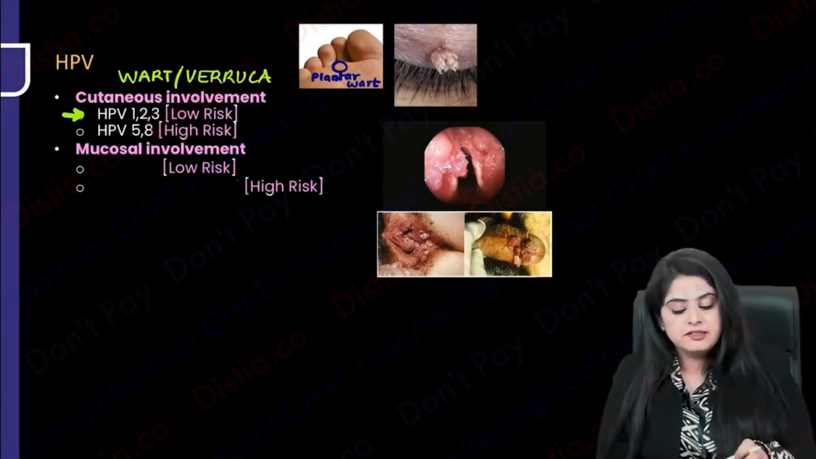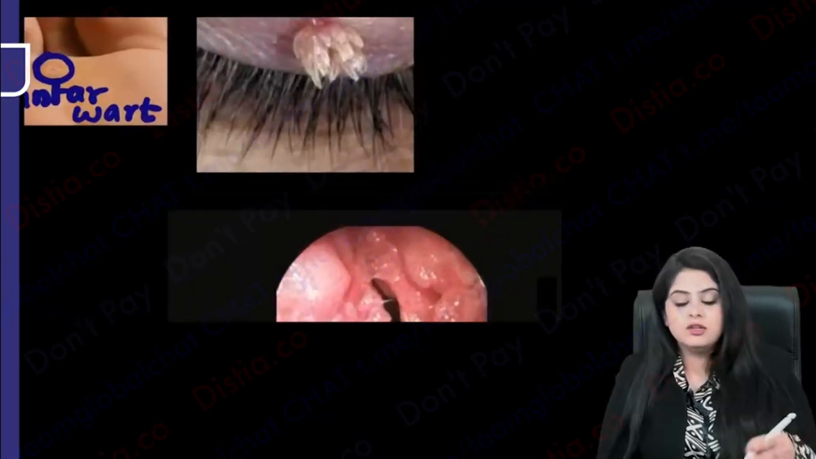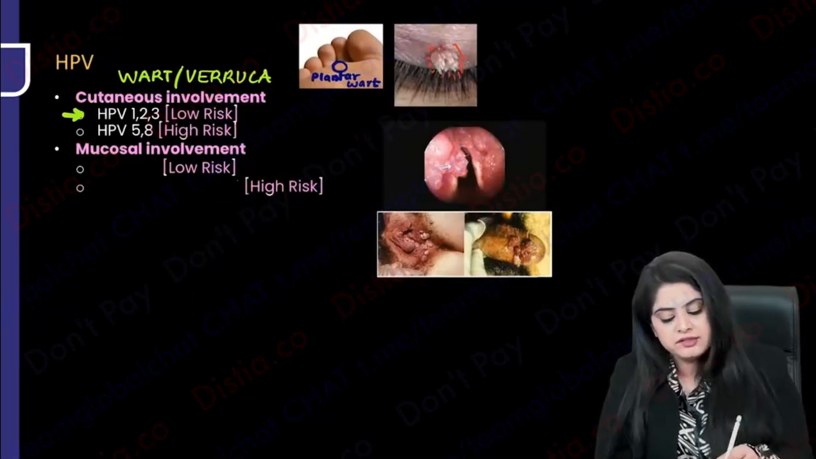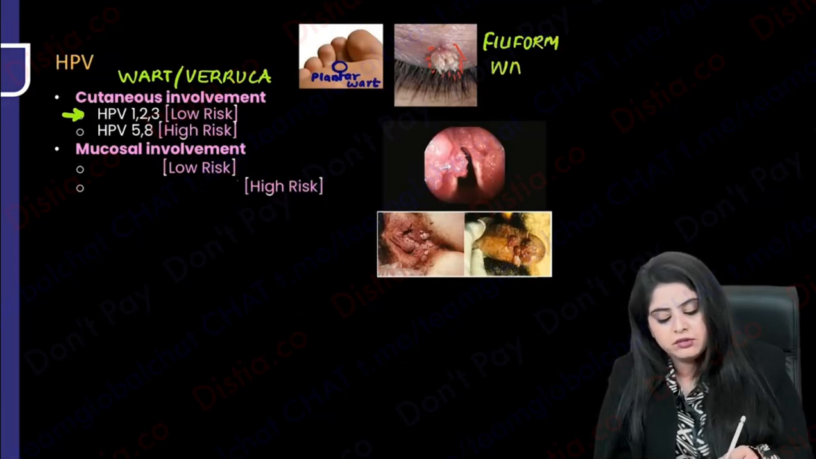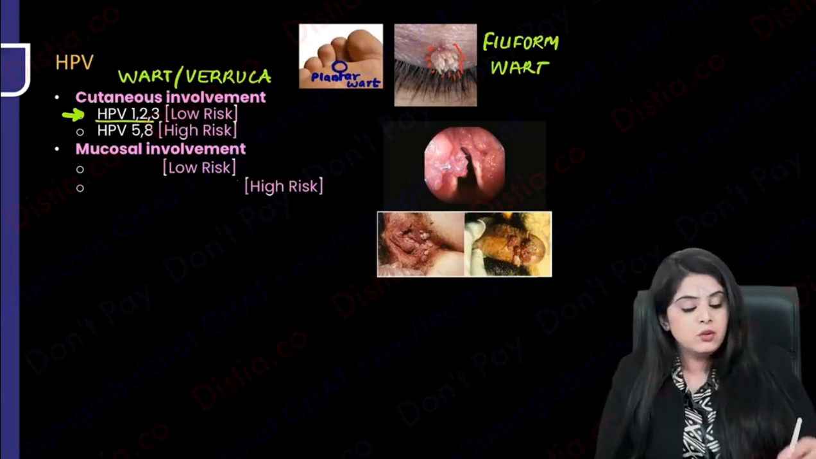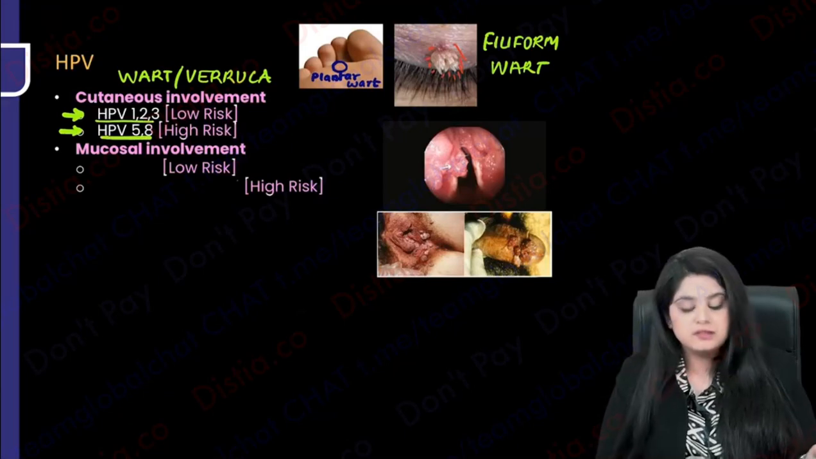After that, I can see something over here. This is on the eyelid, of course, but this has those papillary kind of projections, right? What is this known as, guys? This is the filiform wart. This is also associated with all these HPV 1, 2 and 3. Very, very famous. What happens with human papilloma virus 5 and 8?